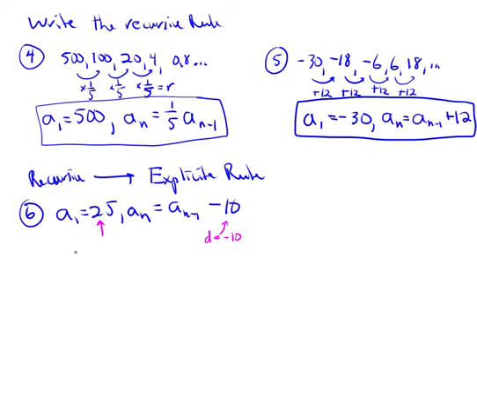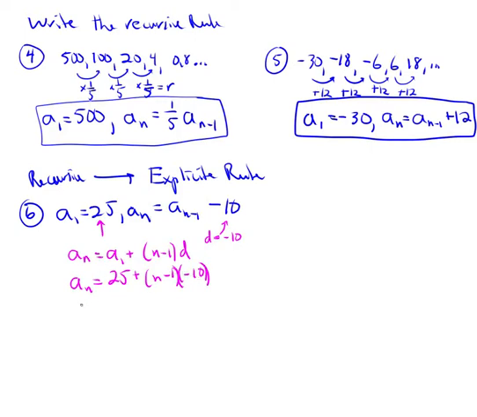So now we can write our explicit rule. A sub n equals a sub 1 plus n minus 1 times that d. So a sub n equals 25 plus n minus 1, and our difference is a negative 10. Now make sure that you put that into parentheses, otherwise it's going to look like a minus 10 when it should be a times negative 10.